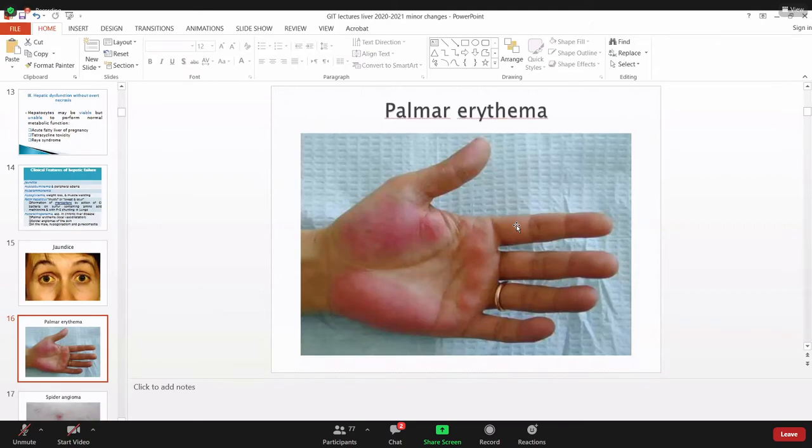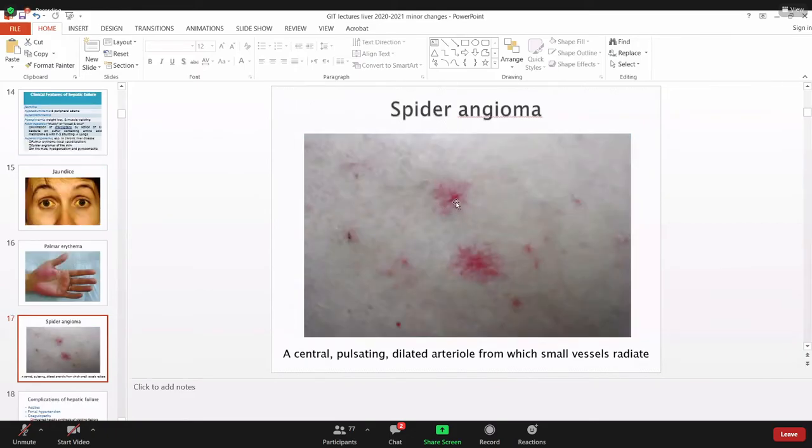Palmar erythema: how does it look? The palms of the hands are erythematous, especially over the eminences, due to the vasodilatory effect of estrogen peripherally. Spider angiomas, you see how they look: a centrally dilated small blood vessel with radiation of dilated capillaries around it. We call them spider angiomas because of the smaller blood vessels radiating from the center. These are all manifestations of hyperestrogenemia, meaning the estrogen level is elevated in these patients.